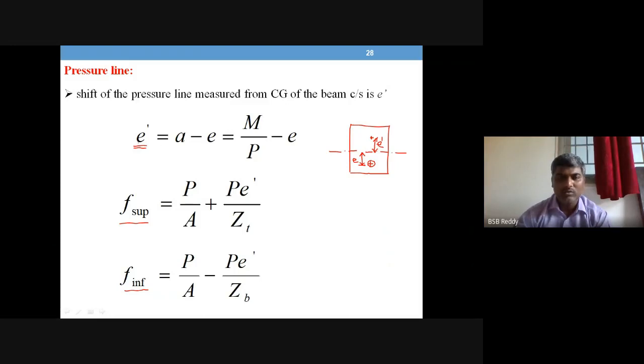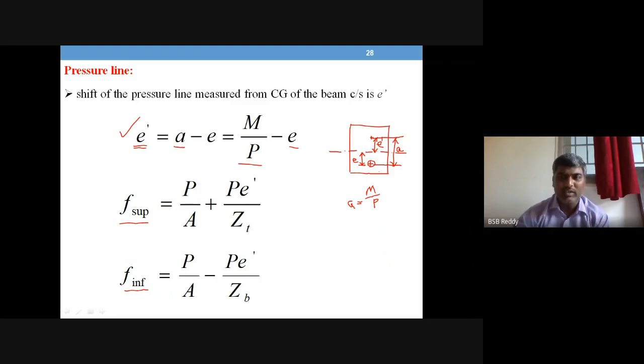Right, so to get the E dash value you need a small a value, which is called the lever arm. Lever arm is nothing but the distance between the tendon and the center of compression. So this is called the lever arm small a, which is obtained by bending moment divided by the pre-stressing force. Okay, this is what the small a value is. E is the eccentricity of the tendon, so with that information you can get this E dash value.